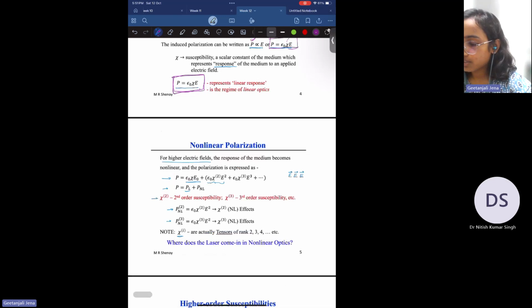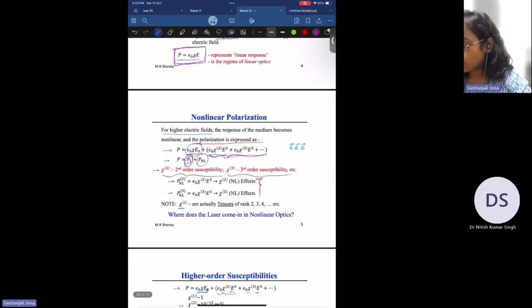But when you have a higher electric field, the response now becomes nonlinear. So the polarization, instead of epsilon chi E, has epsilon chi E with some nonlinear terms. One is the chi2 term, which is because of the E square dependence. One is the chi3 term, which is because of the E cube dependence. So that means you can subdivide the polarization into a linear term and a nonlinear term. Chi2 is the second order susceptibility, and chi3 is the third order susceptibility. And these show the nonlinear effects. These are typically tensors of rank 2, 3, and 4. Chi2 means a tensor of rank 3, chi3 means a tensor of rank 4, and so on.